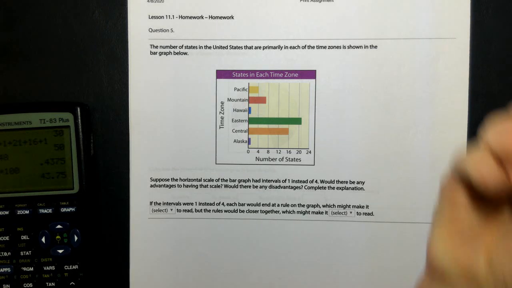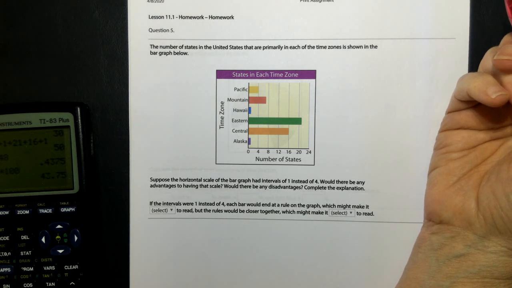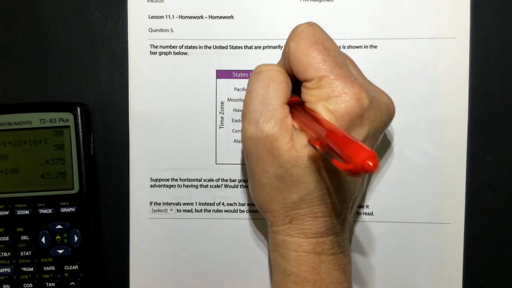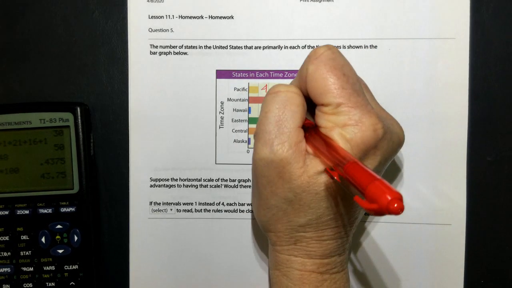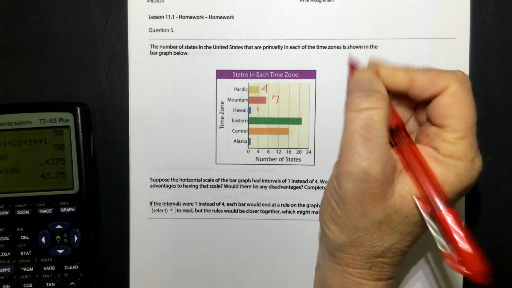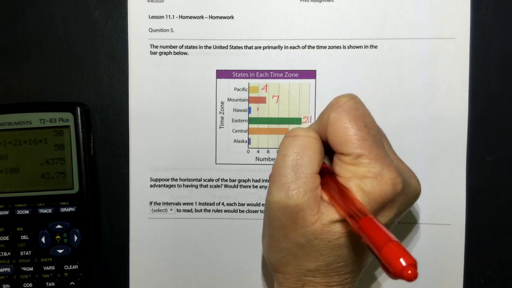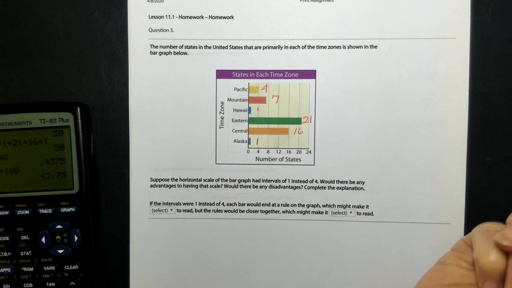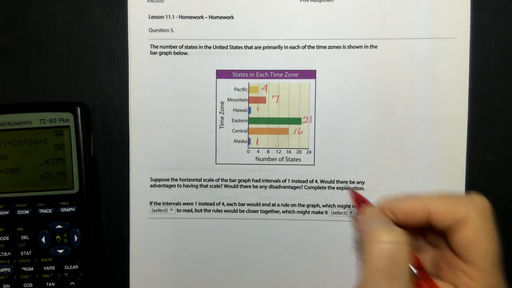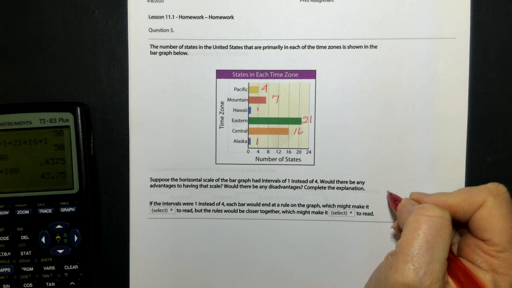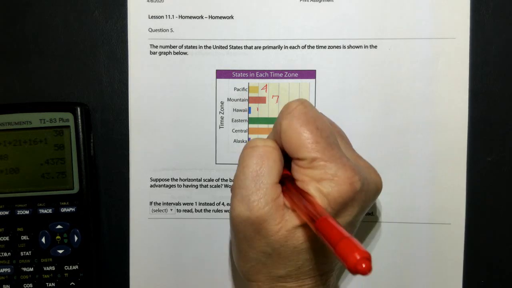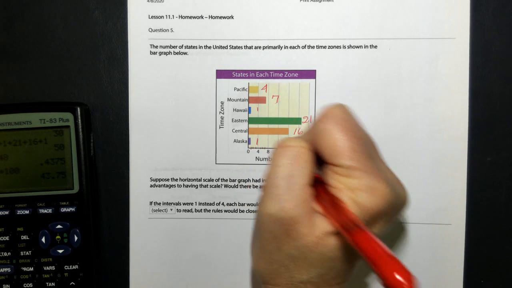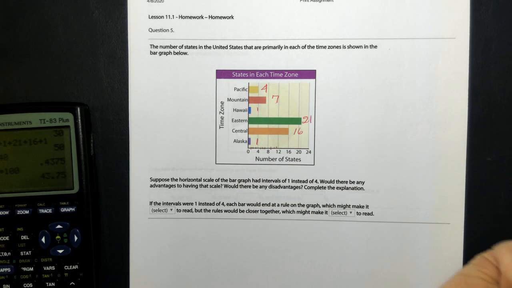Okay, we've got the same bar chart. Let's see what we're looking for this time. The number of states is shown in the bar graph, same as before. I'm going to redo 4 here, 7 in the mountain, 1 here, 21 Eastern, 16 Central, and 1 in Alaska. Suppose the horizontal scale of the bar had intervals of 1 instead of 4. So instead of 1, we do 2, 3, like that.